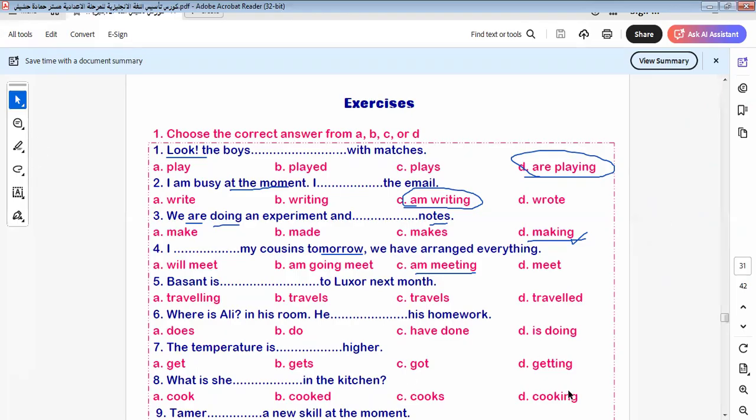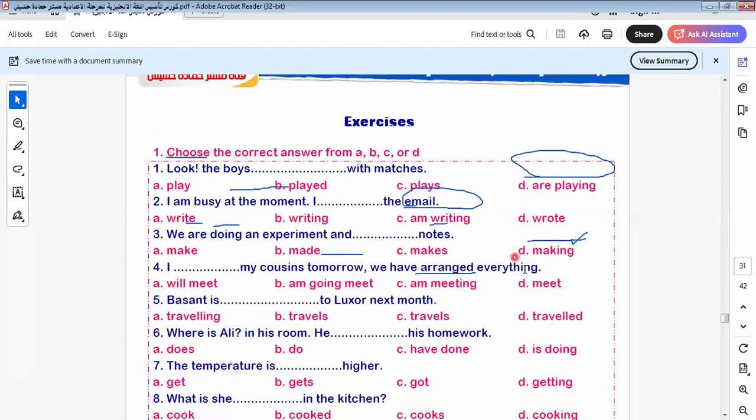Let's continue the rest of our revision today to end the video. Here we say I'm meeting my cousins tomorrow. We have arranged everything. Here we say next month. So here we have a space to look for next month. So here it is traveling. Here is traveling. Is traveling.